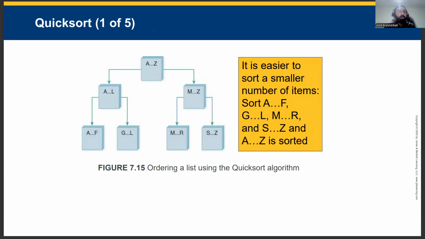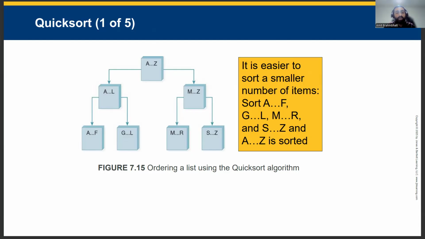So let's move on to quicksort. It's one of the fastest and most widely used sorting algorithms. The principle highlighted here is simple. It's easier to sort smaller lists than larger ones.